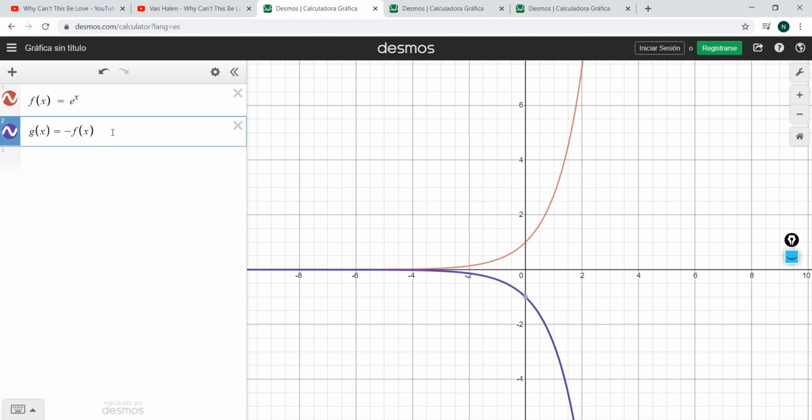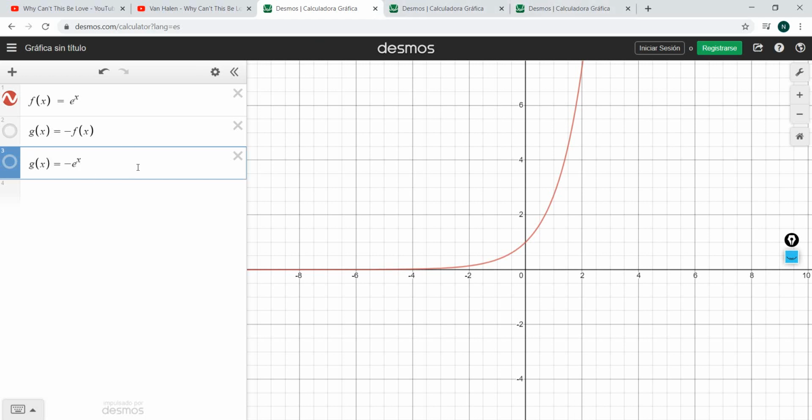I could have also written this, and it's going to be the same. g of x equals minus e to the x, which is the same, right? If I deactivate this one, it's going to be the same. Desmos already knows what f of x is, which is e to the x, because you already declared that. So this or this are exactly the same thing. So we can see what happens when we multiply the original function by minus. We're going to get a reflection about the x-axis.